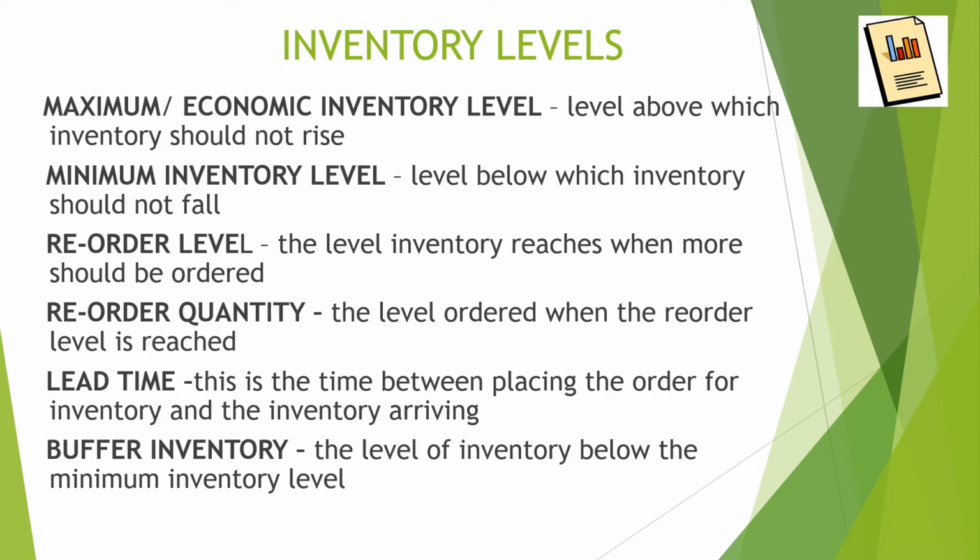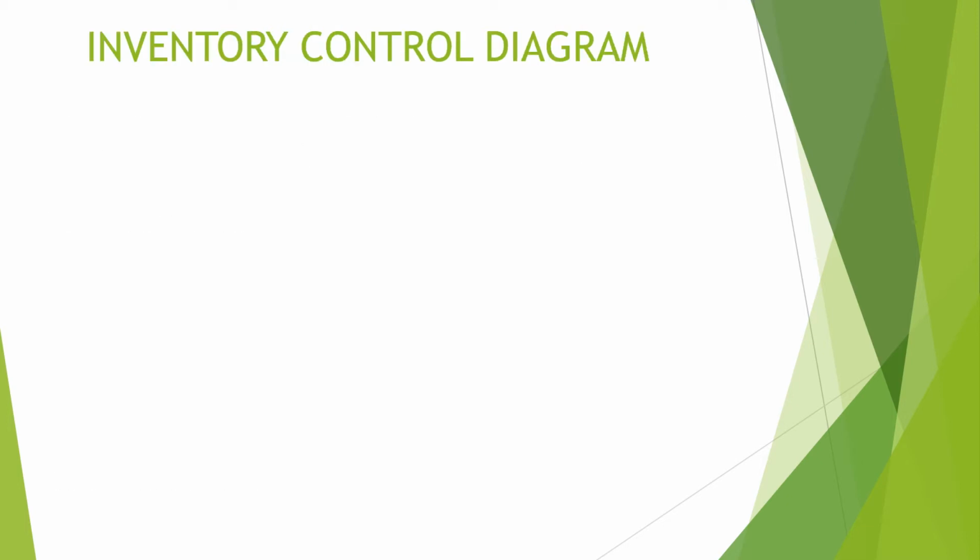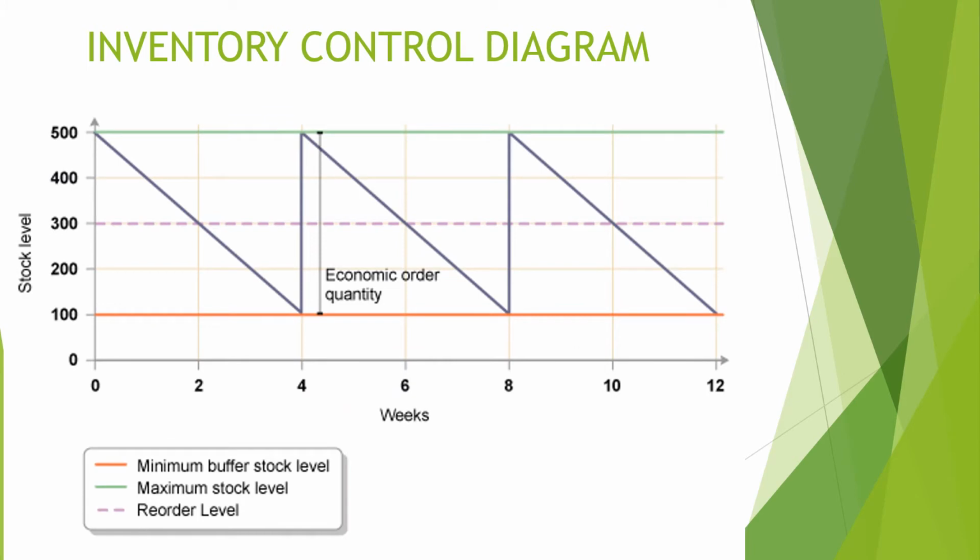So that's what we call lead time, the difference between the order being placed and the inventory arriving. And finally, we've got our buffer inventory, and that's the level of inventory below your minimum level, which allows you to take account of emergencies when maybe your inventory can't get through for some reason or another. So this diagram here, you should be able to draw.